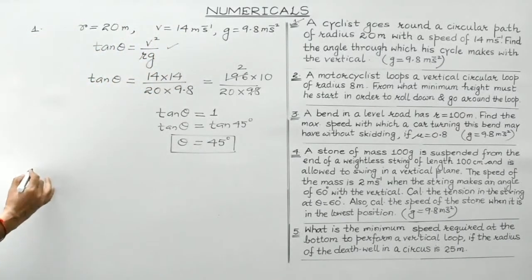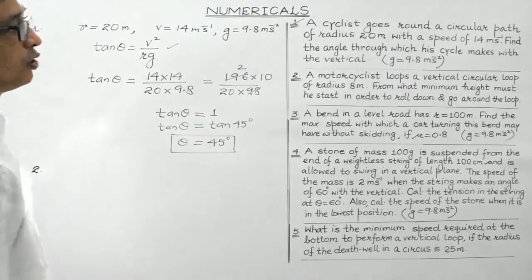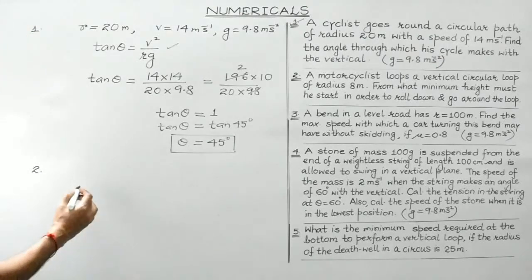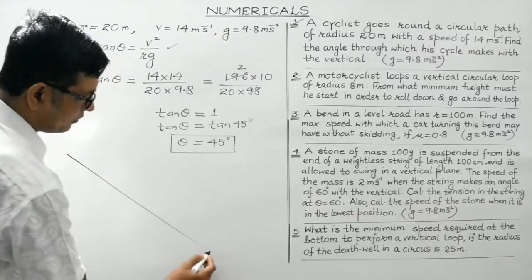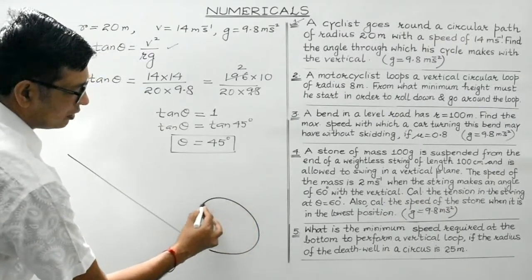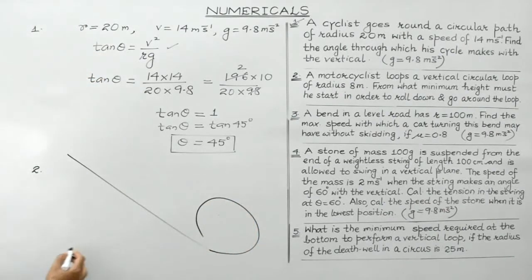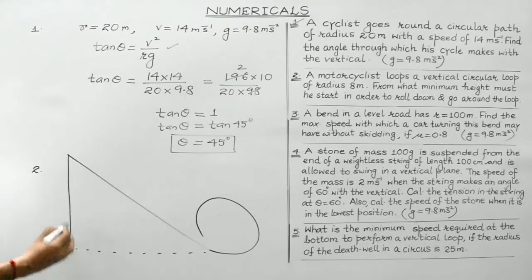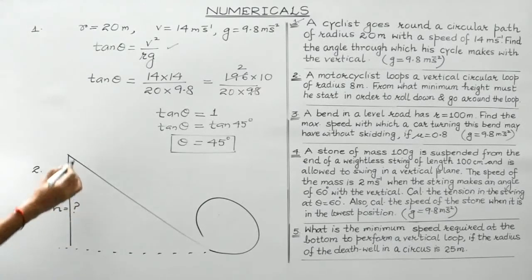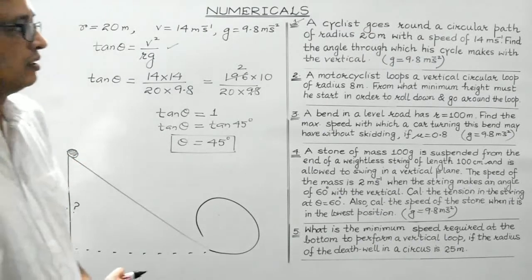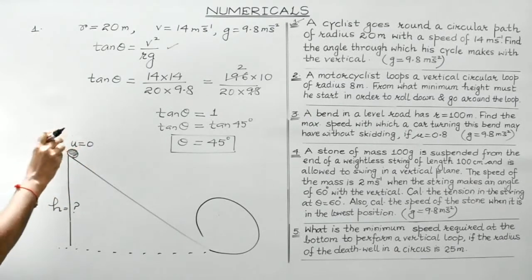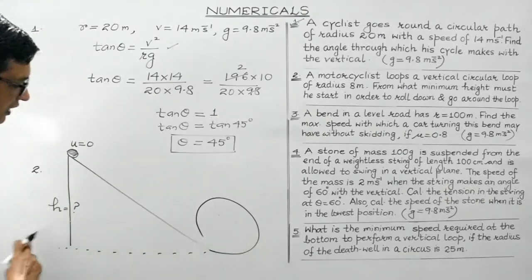So a motorcyclist loops a vertical circular loop of radius 8 meter, from what minimum height? Suppose this is the scenario. There is a vertical circular loop and this is the height which is to be found. This is the height and this is a body which is projected from height h. Initially, obviously, it will be at rest. So now it is projected from height h with respect to this reference line, right?